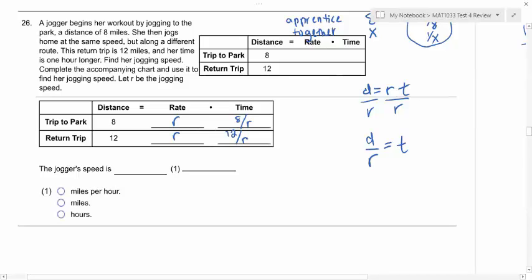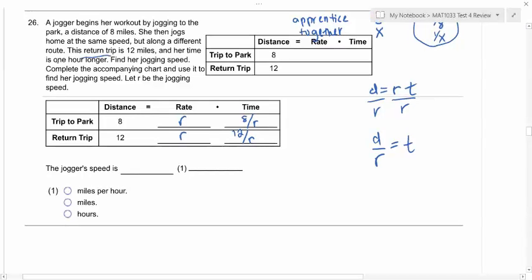Okay, then the key thing that's going to help us write the equation is that the return trip is 1 hour longer. So what equation could you come up with here? 1 plus what? So we're going to be using this column. We're not going to just use R. The times are 8 over R and 12 over R. So that's what we're going to be using.